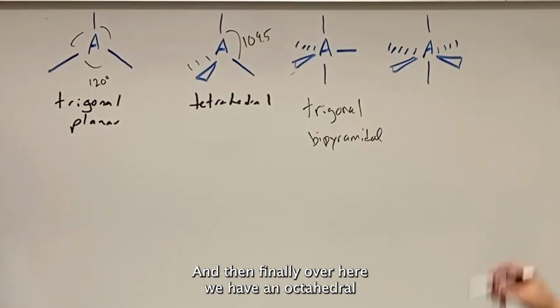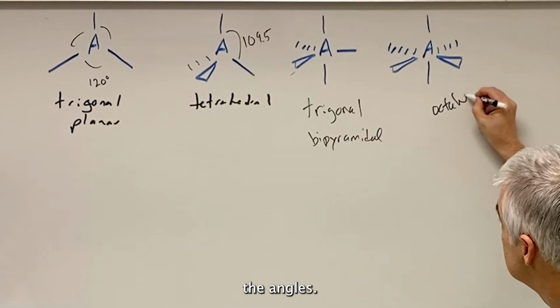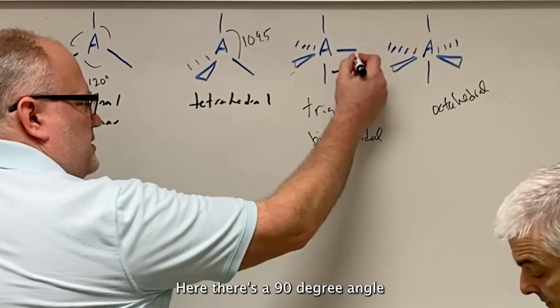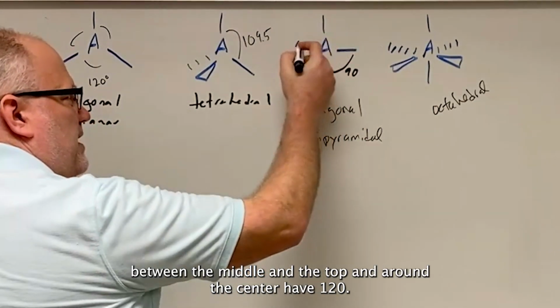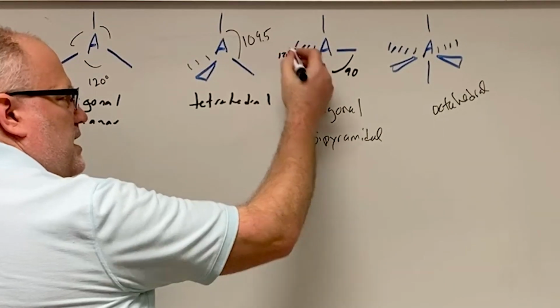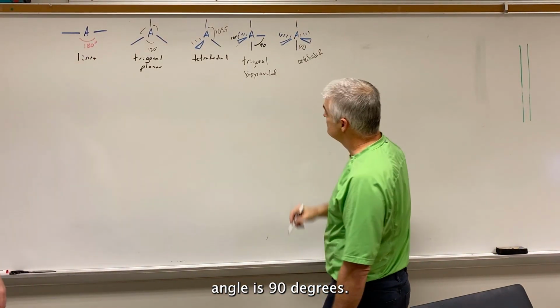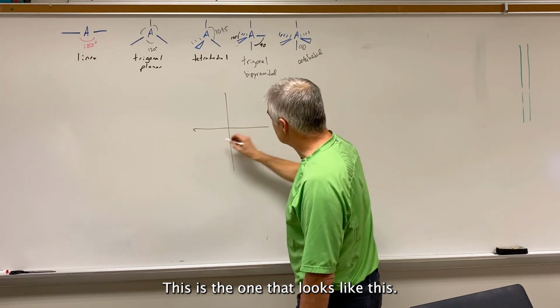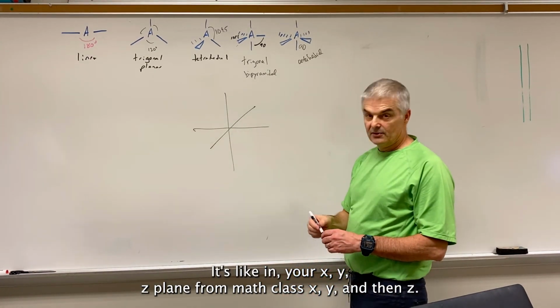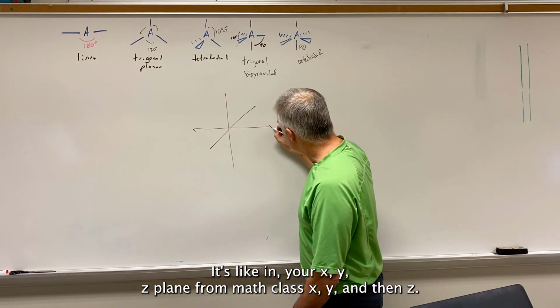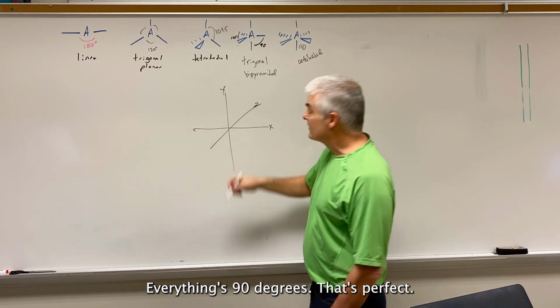And then finally over here we have an octahedral. As for the angles, there's a 90-degree angle between the middle and the top, and around the center you have 120. On this one, it's the best of everything. Every single angle is 90 degrees. This is the one that looks like your XYZ plane from math class: X, Y, and then Z, and everything's 90 degrees.